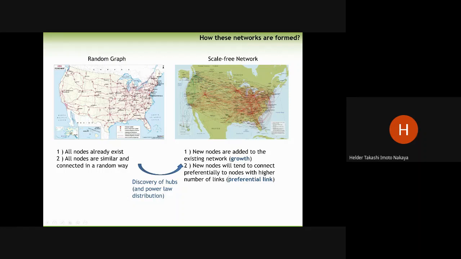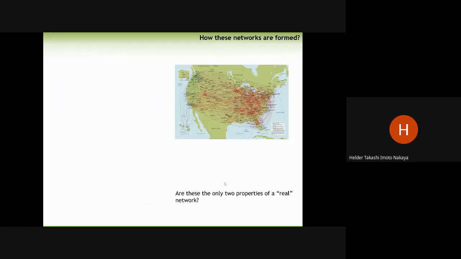The new nodes that are going to connect to this random graph are going to preferentially connect to nodes with a higher number of links. So if a new node is coming to your network, it's going to choose the nodes that already have a lot of connections. That means that probably the nodes that already have a lot of links are going to have more links, right? But these are not the only two properties of real networks.